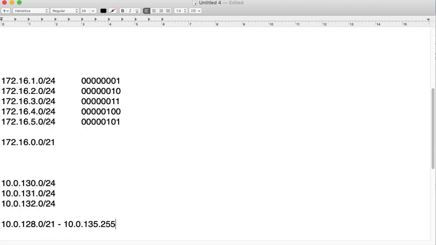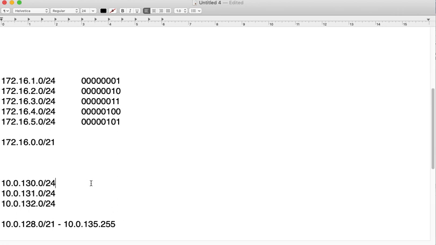And you might be saying, hey, Rich, we're not using 128 or 129, and we're not using 133, 134, and 135. Is that a problem? No, it's not a problem because we are trying to come up with whatever block of addresses we can use that includes all of these networks. And in this case, this is the block that includes those networks.